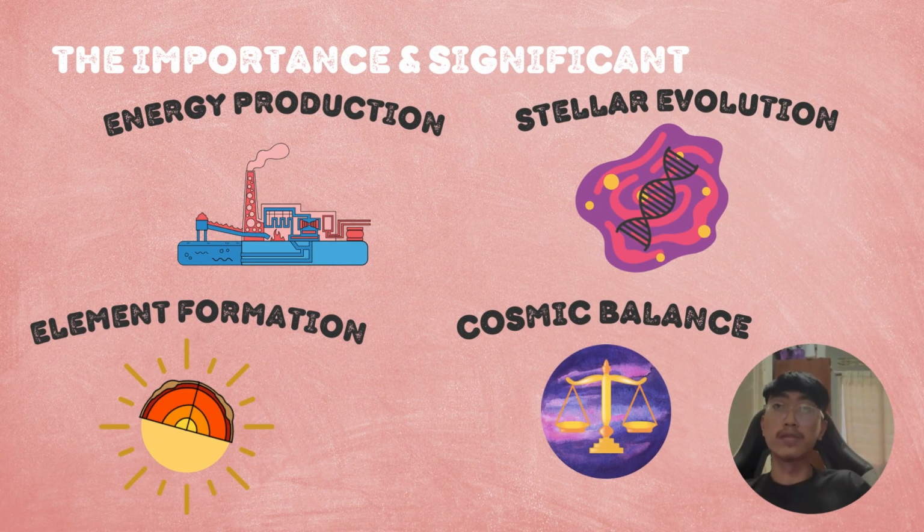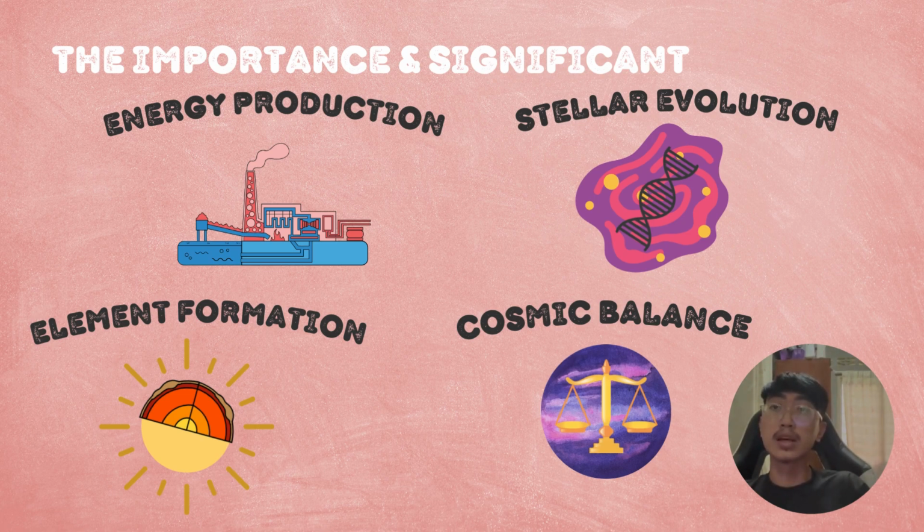Okay, so now we have the importance and significance of nuclear reactions in stars. Like I said before, the nuclear reaction in a star is what gives the star itself its source of energy. This energy generates the light and heat that stars emit, making them visible across the universe. And also, the sun's energy is essential for life on Earth. It drives climate and weather, enables photosynthesis in plants, and supports ecosystems.